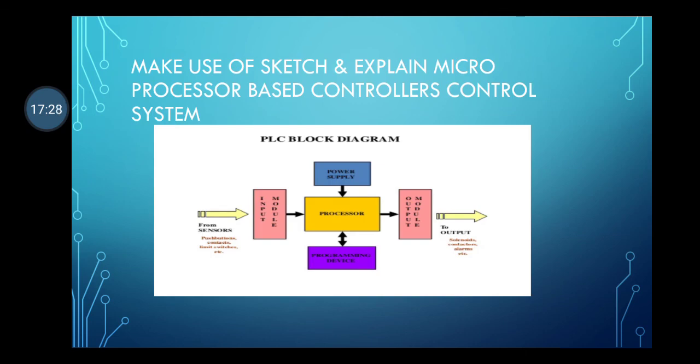Next one, make use of a sketch and explain the microprocessor based control system. Here in this control system, microprocessor based, there is an input module and process, and then an output module to output, with the power supply and microprocessor services.